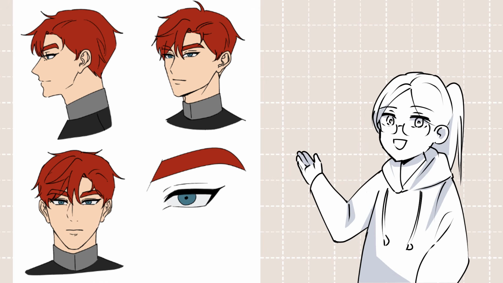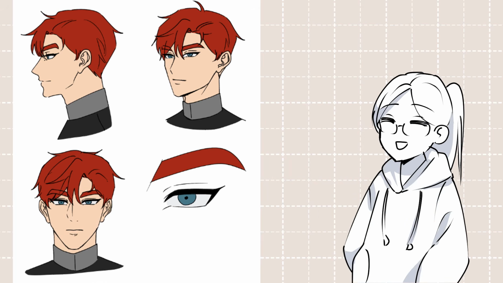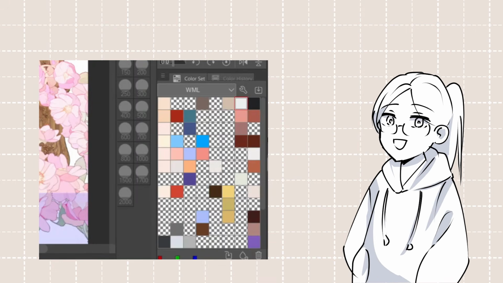Next are character sheets, which are basically a visual reference for your characters. Here, you draw out your character in certain angles, note down their base colors, and also details that the character may have that make them stand out. You can also add your character colors to a color palette for easy access, which I'll talk about later.